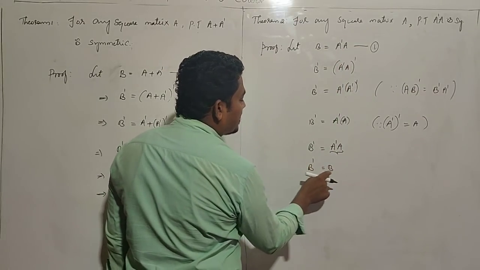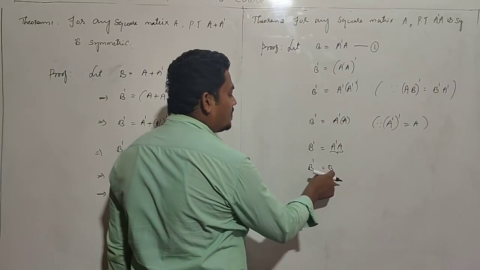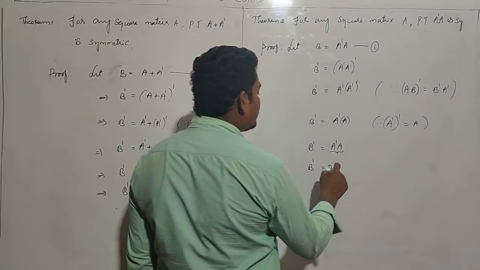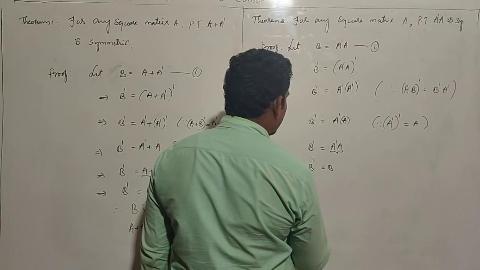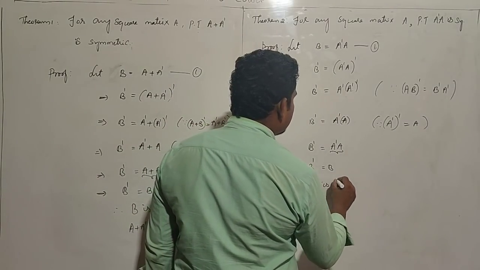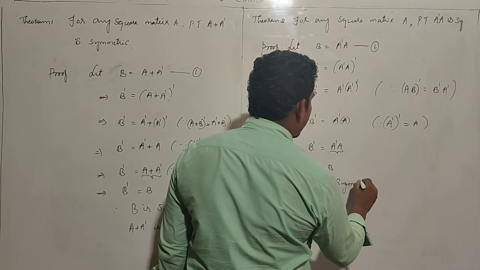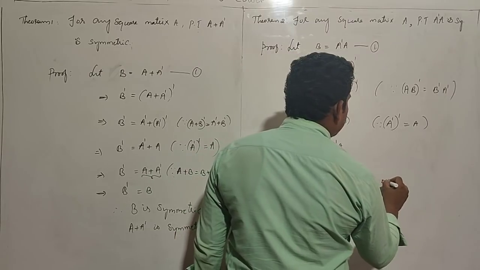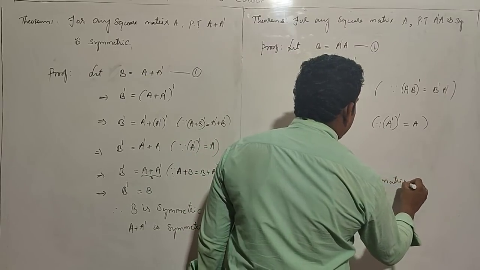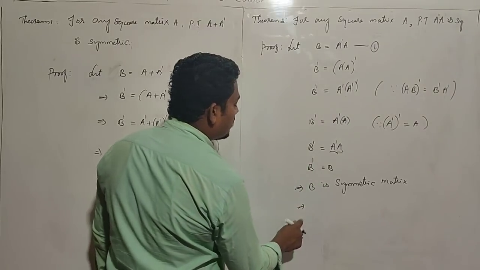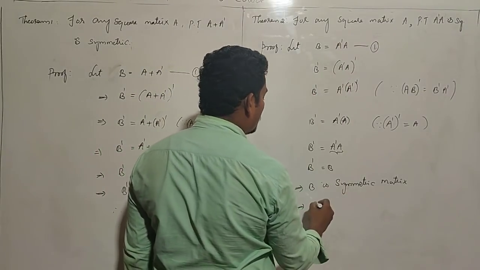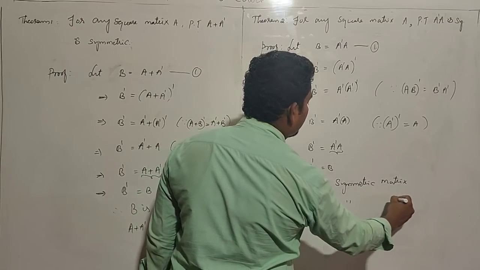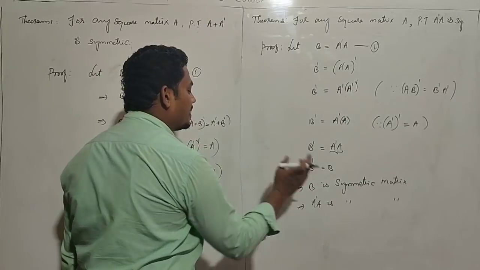Means B transpose equal to B. By definition of symmetric matrix, B transpose equal to B means clearly B is symmetric. Implies B is symmetric matrix. B is symmetric means, what is B? A transpose into A. A transpose into A is symmetric matrix. This is our required point.